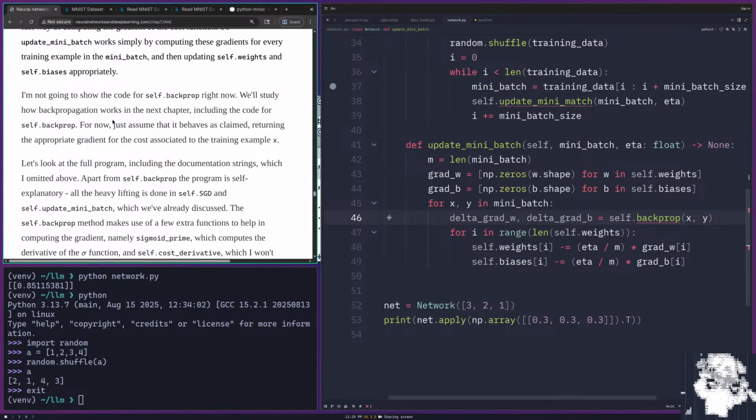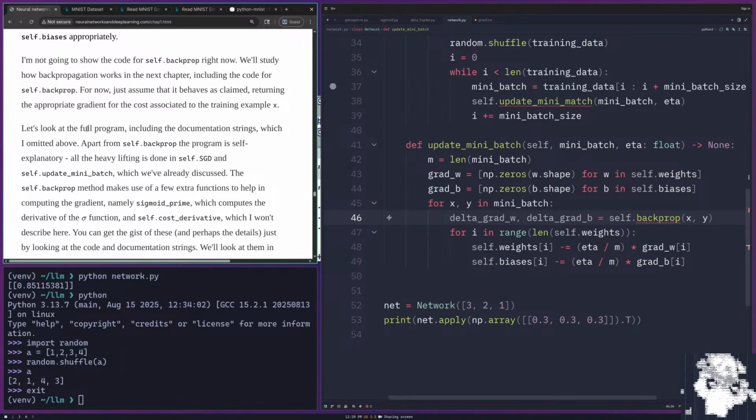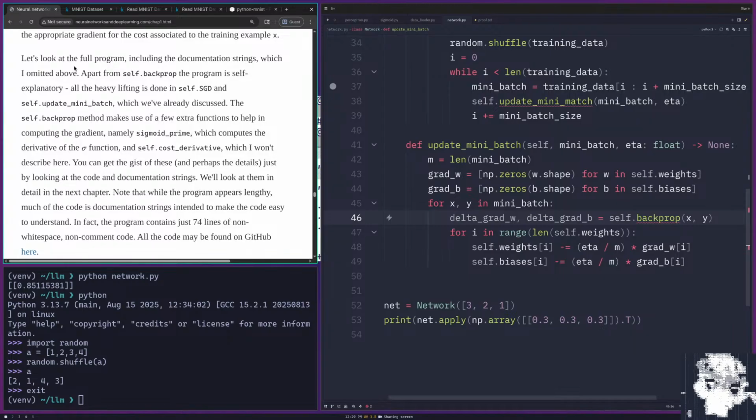We'll study how backpropagation works in the next chapter, including the code for self.backprop. For now, just assume it behaves as claimed, returning the appropriate gradient for the cost associated to the training example x. Let's look at the full program, including the documentation strings, which I omitted above. Apart from self.backprop, the program is self-explanatory. All the heavy lifting is done in self.stochastic_gradient_descent and self.update_mini_batch, which we've already discussed.